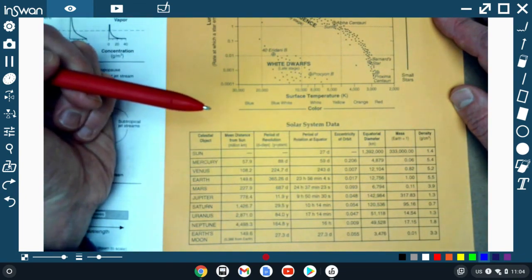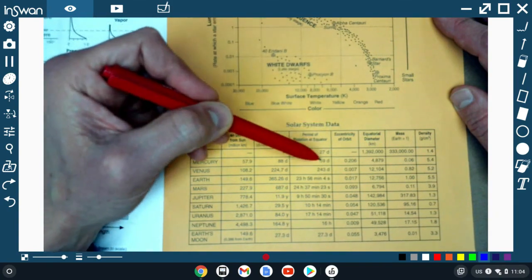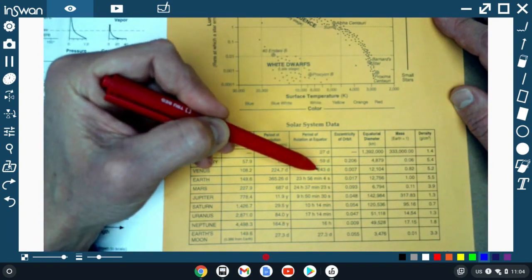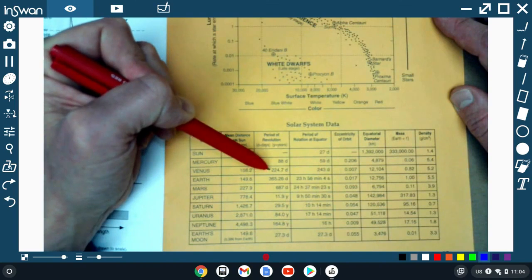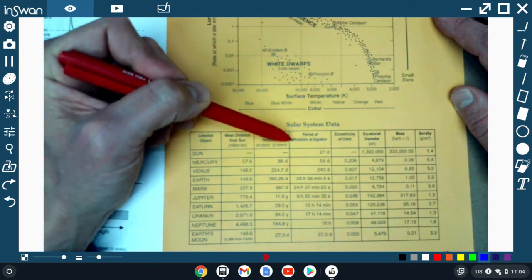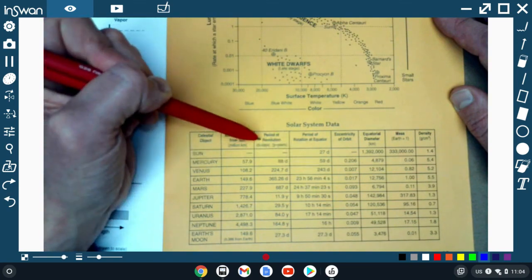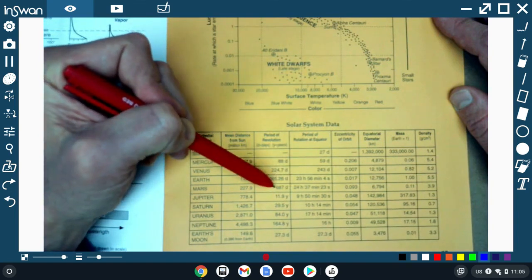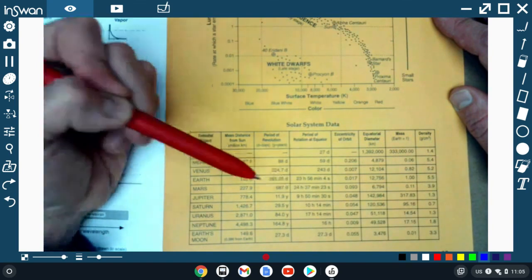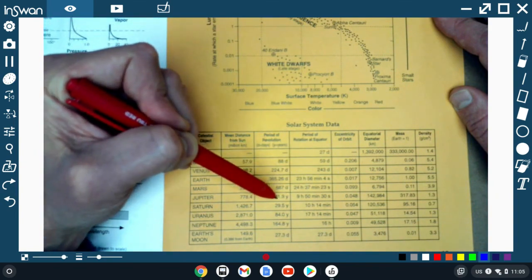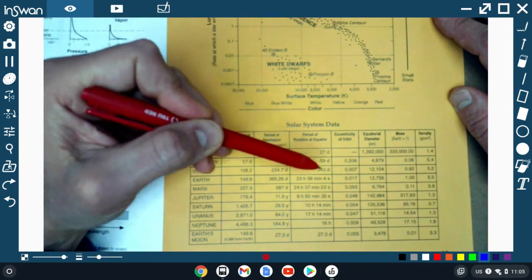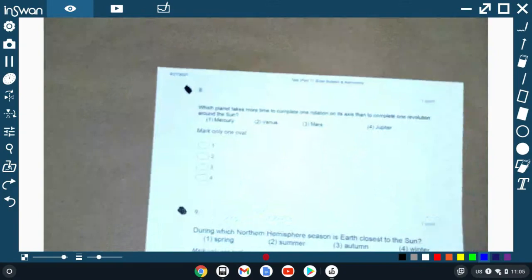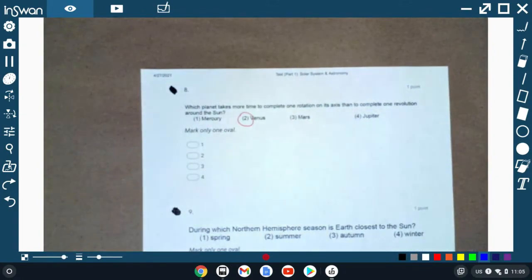Our options are Mercury. Mercury's rotation is 59, but 59 is smaller than 88. Venus. Venus is 243 days, and the revolution is 224 days. So rotation is bigger for Venus compared to its revolution. Let's check Mars, another option: 24 hours compared to 687 days. Obviously, that's smaller. Our last option is Jupiter, 9 hours to 11 years. It's definitely Venus. So for question number 8, Venus, number 2, is our answer.